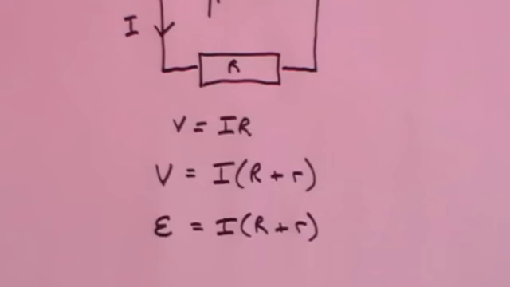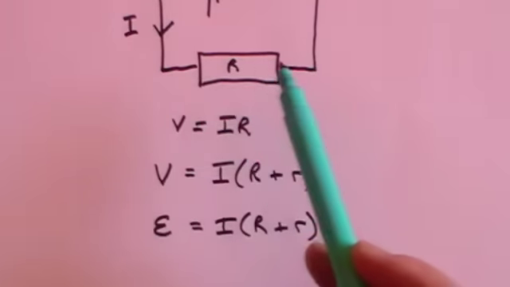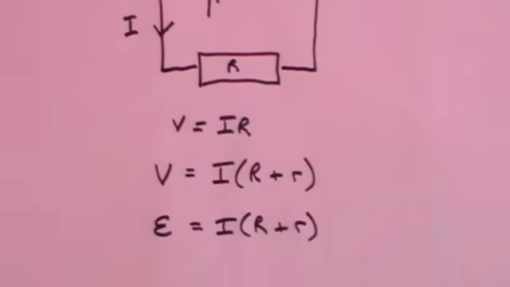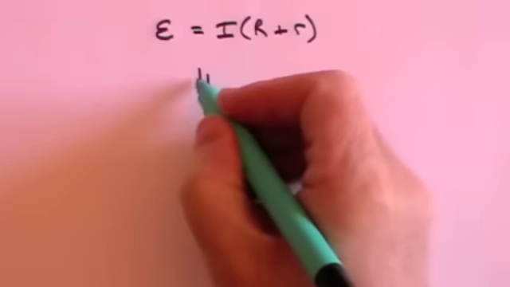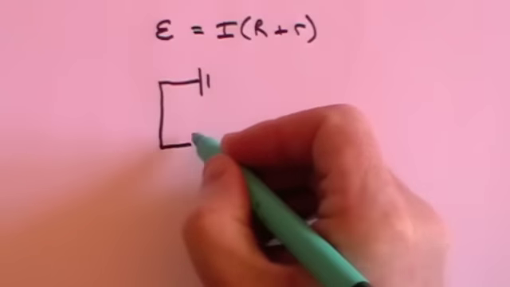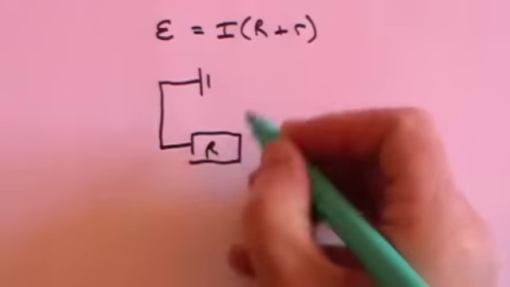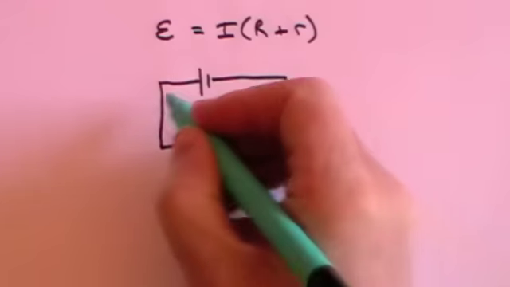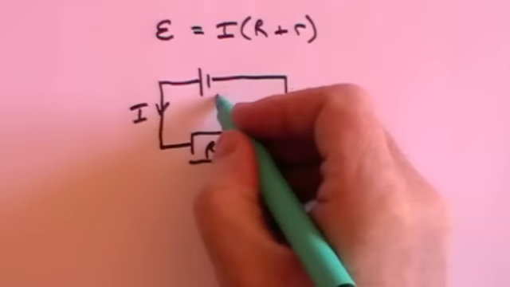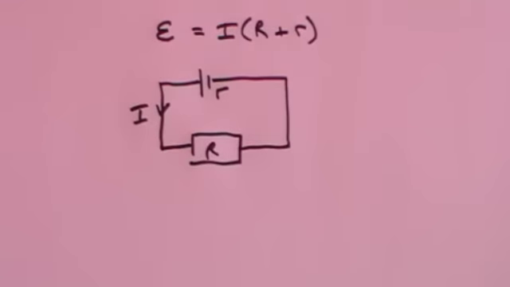Now, why do we do that? Why do we assign the letter E to the battery's voltage? It's so that we can distinguish between the inherent voltage of the battery and the voltage that drops across the resistance. Let me explain what I mean. Here is the battery, here is the resistance, capital R, the current flows I, and the internal resistance is r.